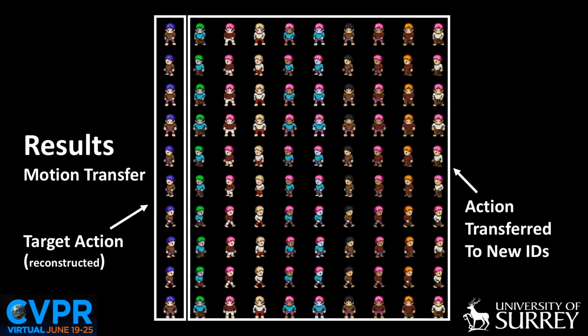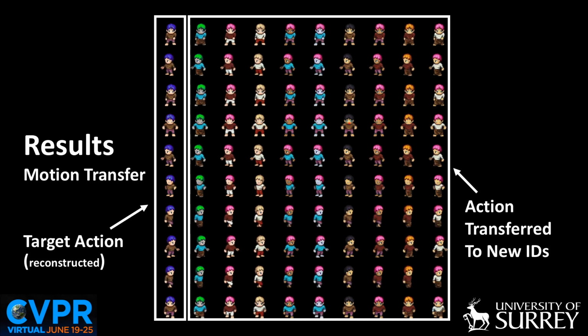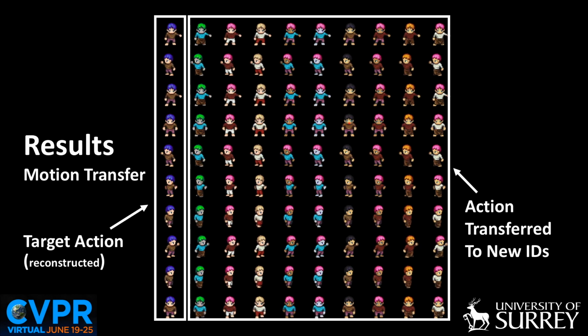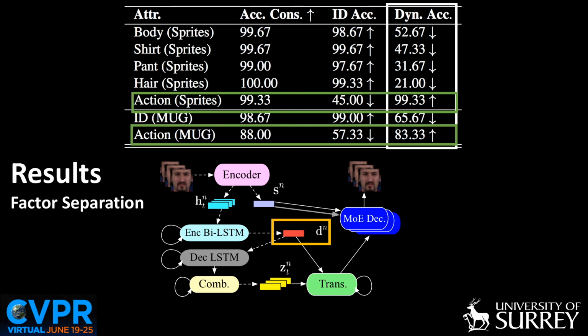Here is another sample for attribute transfers on the sprites dataset. The motions performed by the sprite in the first column are transferred onto sprites with different identities. The quantitative results show that a classifier trained on the representations encoded for ID achieve high ID accuracy but low motion or dynamics accuracy, as would be intended, and vice versa.